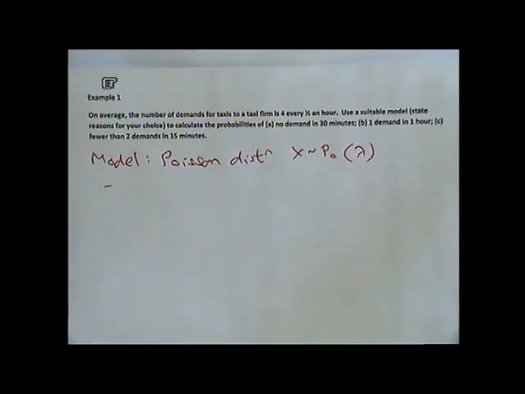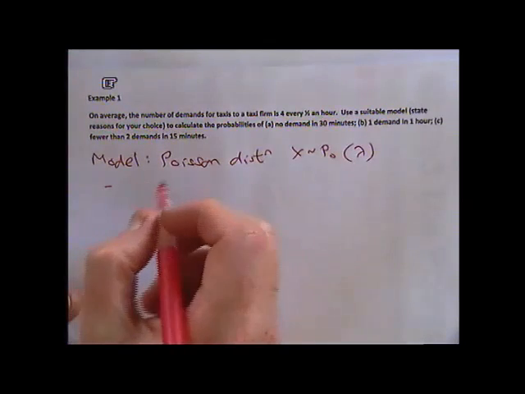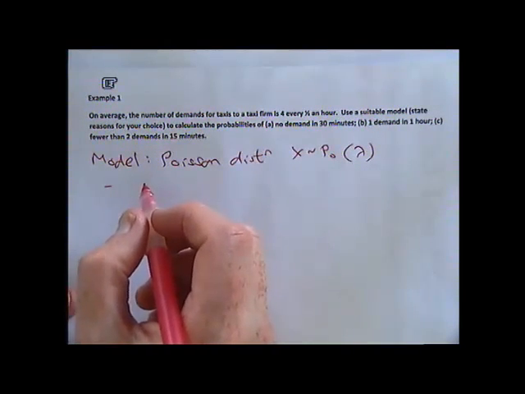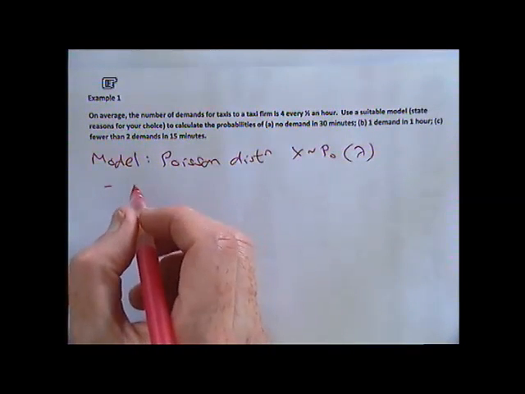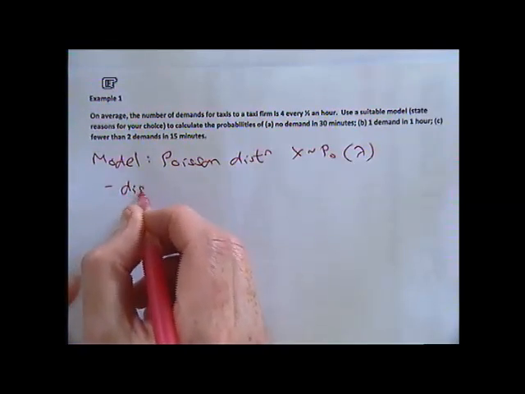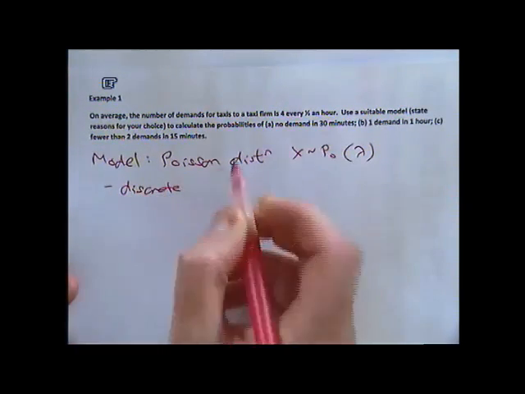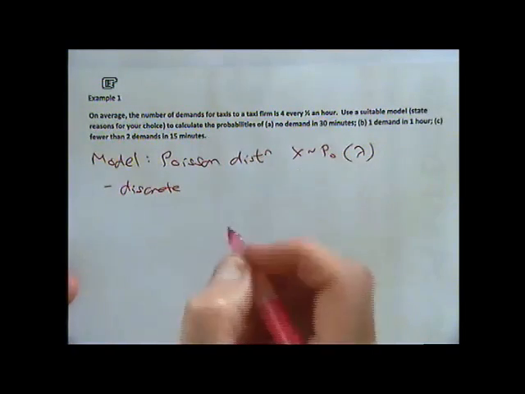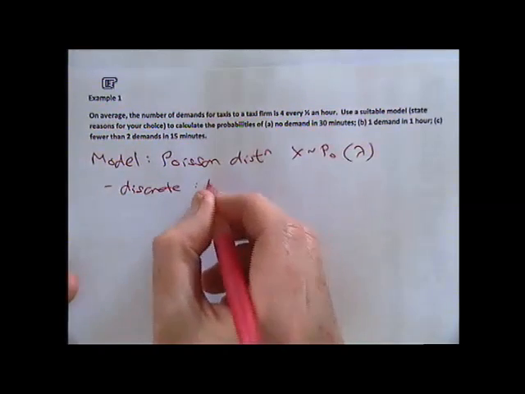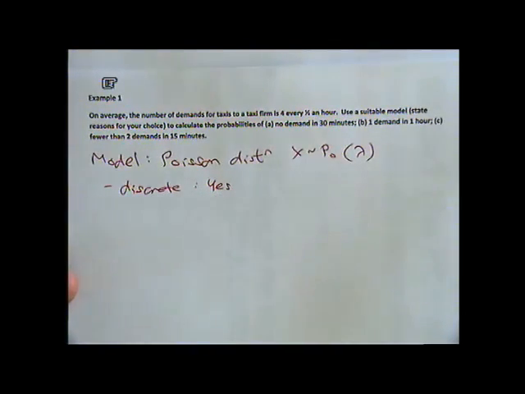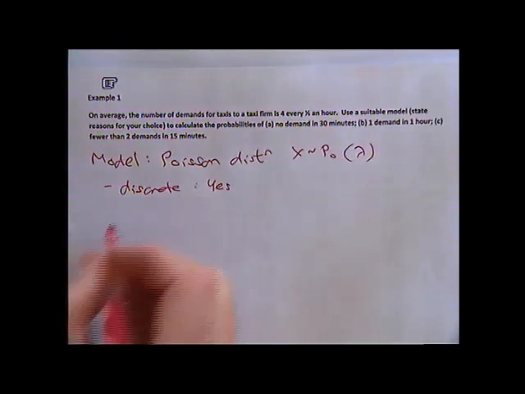So what were the conditions for the Poisson? What was the first condition for the Poisson that you noted down a minute ago? Discrete. Okay? Is this discrete? This is looking for the number of demands for taxis. Well, yeah, it is going to be discrete. It can either be none, 1, 2, 3 or 4. Can't have 5.5 demands for taxi, doesn't make sense.